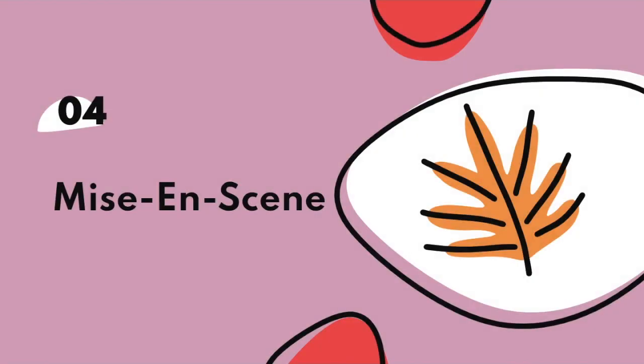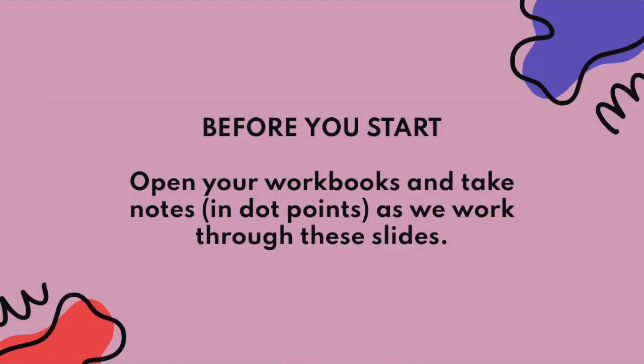Alrighty, Year 7, so hopefully you enjoyed the activity on lighting, where you had to watch the 2 Marvel and DC trailers and compare how lighting and colour impacts the mood and the visual aesthetics of those movies. So we're going to now move on to our final film technique this week, which is Mise-en-scene. Now, before you start, make sure you have your workbooks next to you and you're taking dot-pointed notes as we work through these slides together.